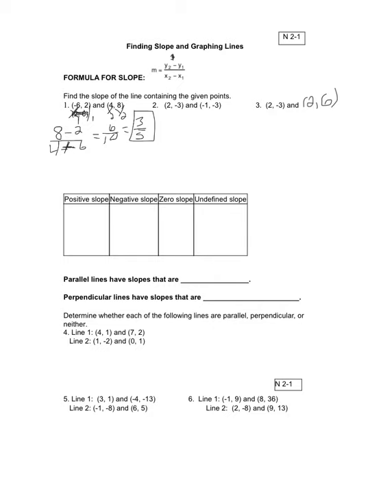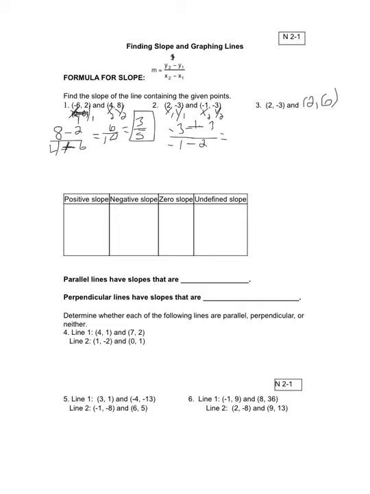Let's move on to the next one. x is 2 and y is -3; x, y, these came first, these came second. Plugging it straight into the formula: y2 is -3 minus, which is built in, y1 is a -3. Again, a negative, make a positive. Over x2, which is -1, minus x1, which is 2.